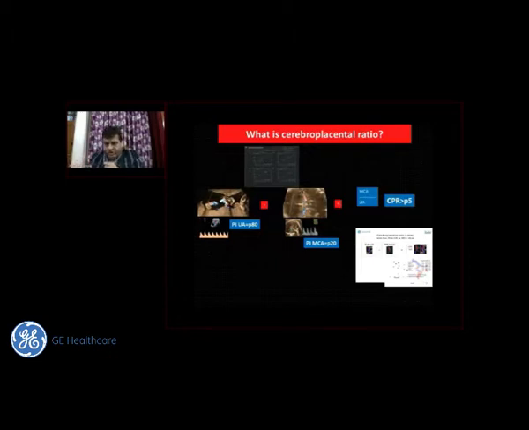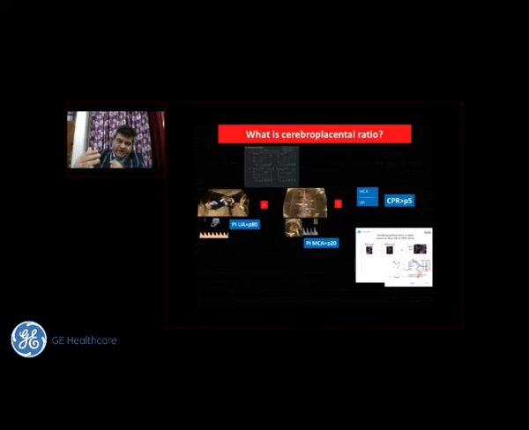So what is the cerebroplacental ratio? We must remember that the individual indices of the umbilical artery and the middle cerebral artery may be normal. So it could be higher than the 5th centile and lower than the 95th centile.